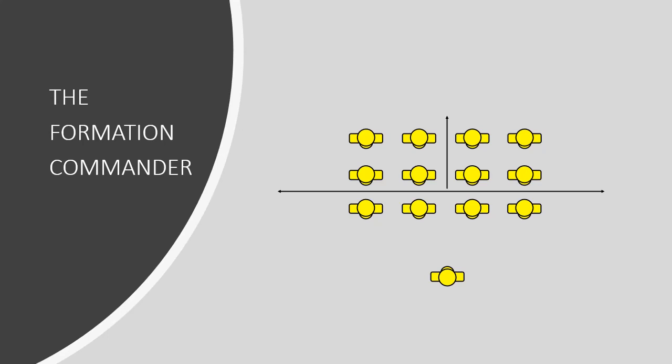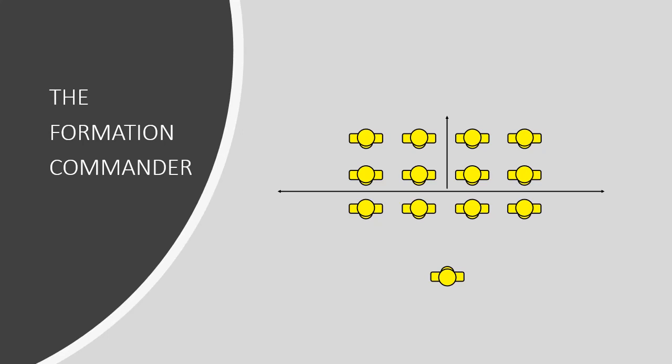When the formation executes right step, the commander, facing the formation, executes left step in cadence and vice versa for the formation executing left step. When the formation executes backwards march, the commander marches forward at half step.